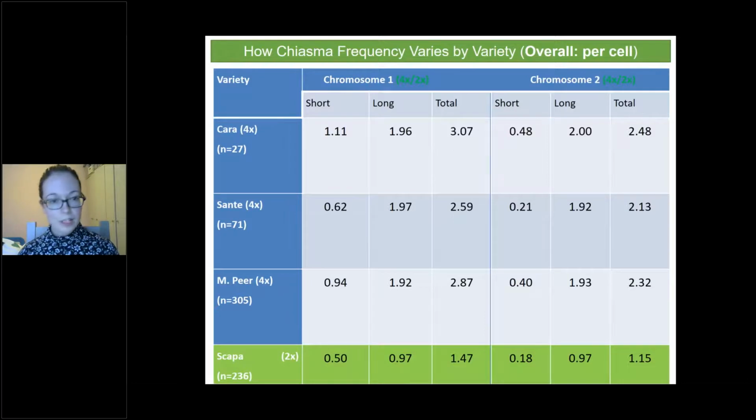So that is what we found in terms of configurations in the tetraploids. And now I want to tell you what we found in terms of how this compares to what's happening in the diploid, which we can see in this table in the green row here. The diploid is called Scapa.